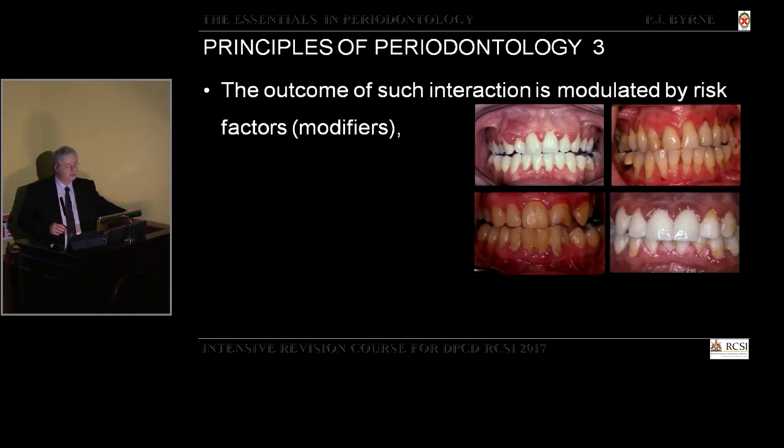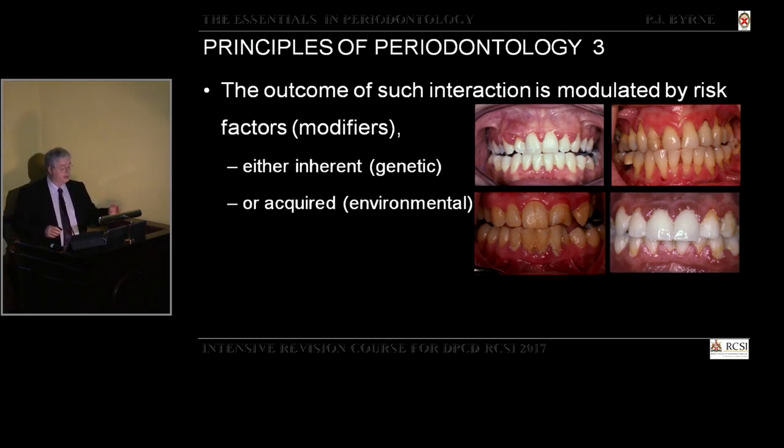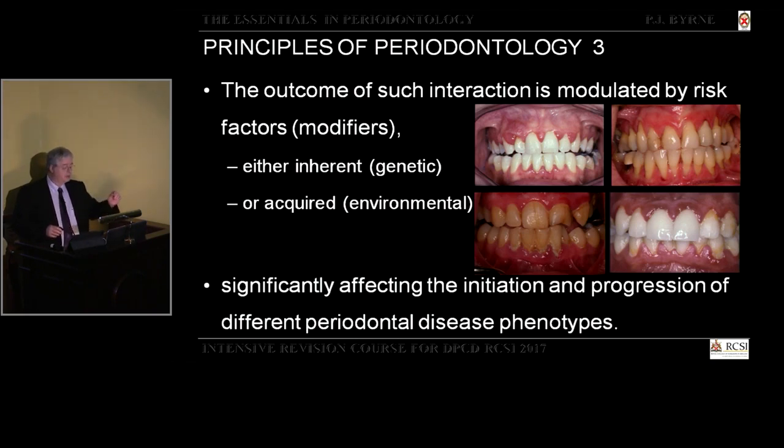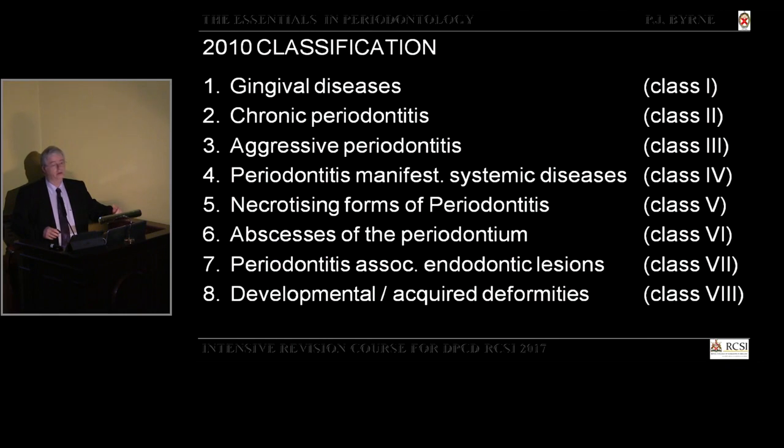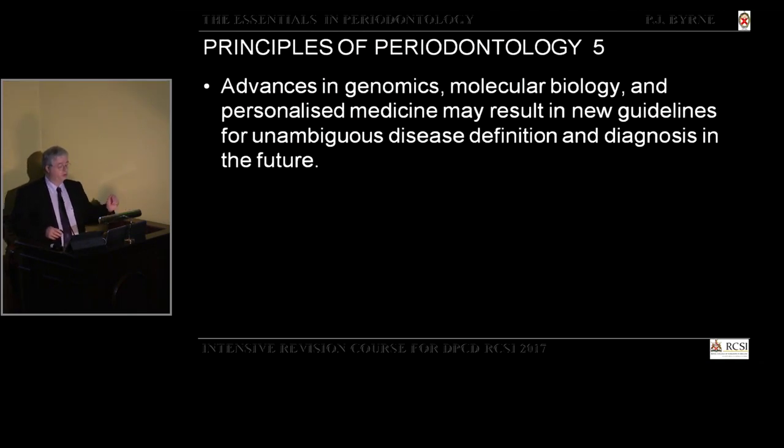And the outcome of these interactions is modulated by risk factors or modifiers, which are either inherent, like genetic factors, or acquired, like environmental factors. And these significantly affect the initiation and progression of the different periodontal disease types that we see. Currently, periodontal diseases are classified based on clinical disease traits and using radiographs and largely clinical examination. Today's classification looks something like this, very different from the classifications of old. I don't have the time, unfortunately, to dwell on it.